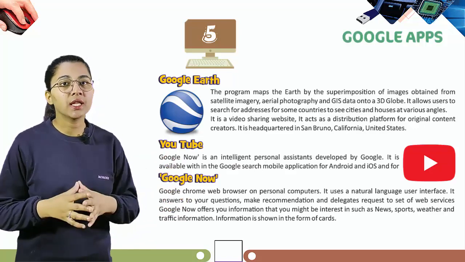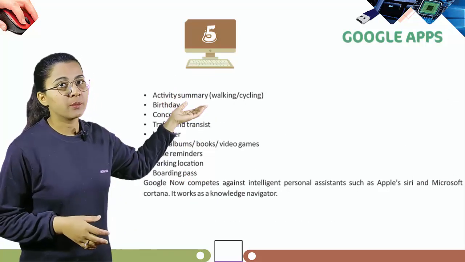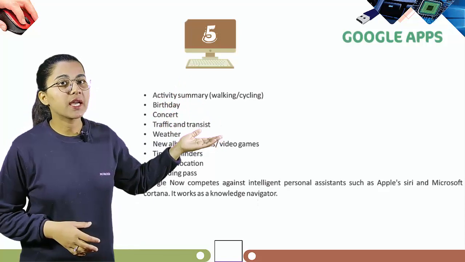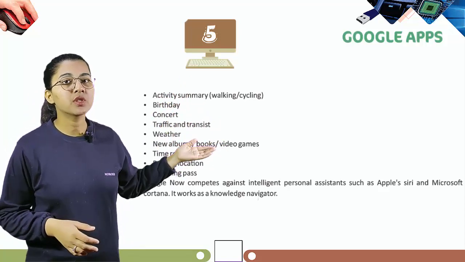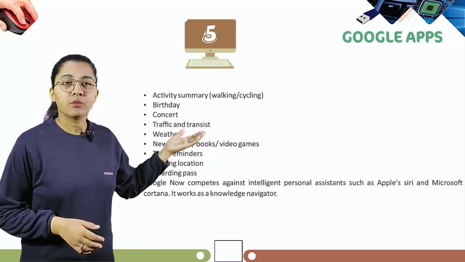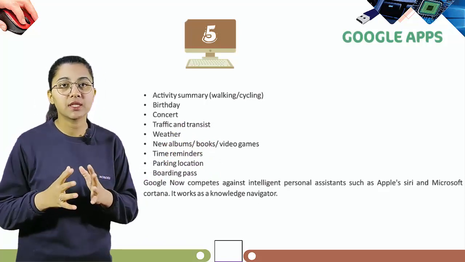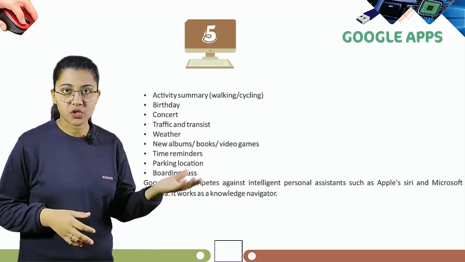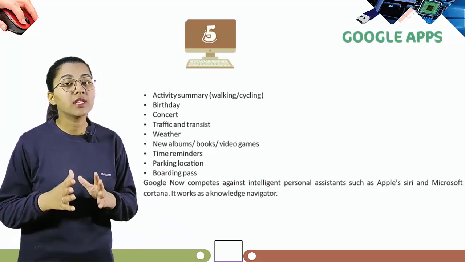Information is shown in the form of cards, and these are activity summary, birthday, concert, traffic and transit, weather, new album, books, video games, time reminders, parking location, boarding pass. Google Now competes against intelligent personal assistants such as Apple's Siri and Microsoft's Cortana. It works as a knowledge navigator.